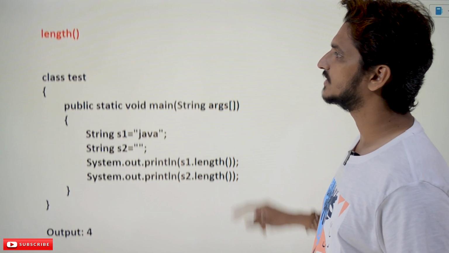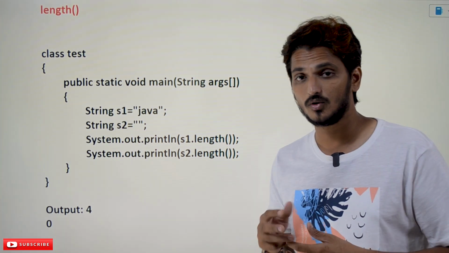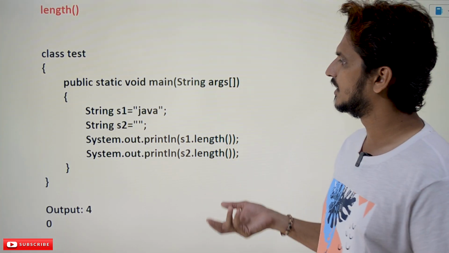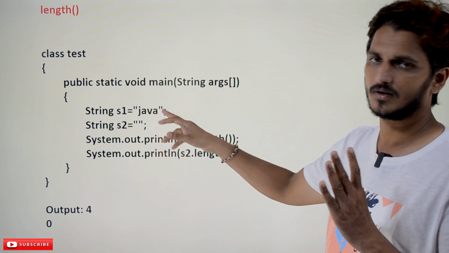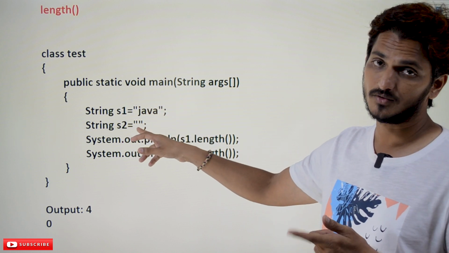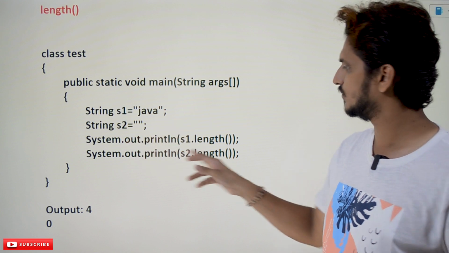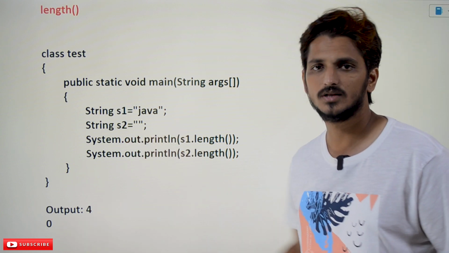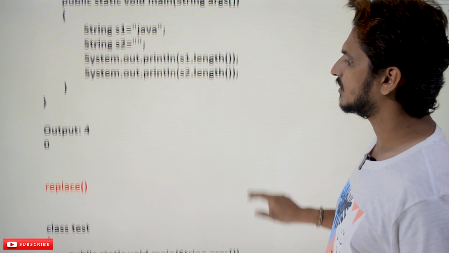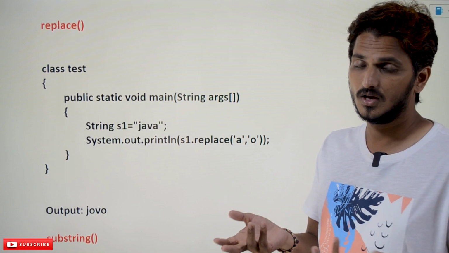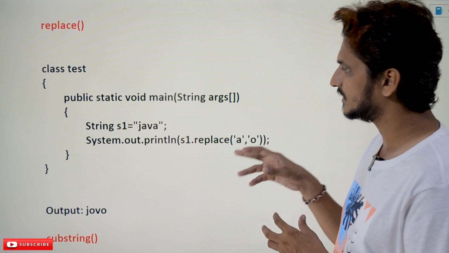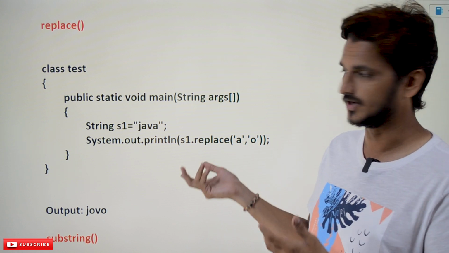Now the next one is length, a method which is going to identify the length of the string. So s1 is equal to Java, what is the length of this string? 4. s2 is equal to an empty string, what is the length of this? 0. So our output is 4, 0. Now coming to the next one, replace. You can replace characters. Whatever characters you need to replace, you can use this replace method.